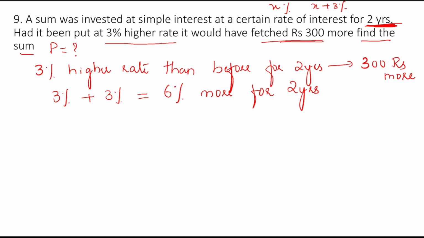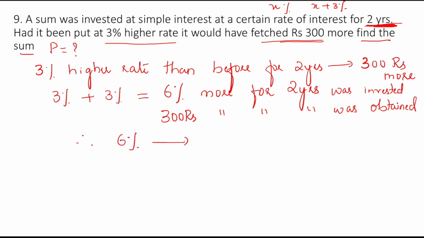If 6% more for 2 years was invested, then how much would we get? 300 rupees more for 2 years was obtained, isn't it? So we can say that 6% is nothing but 300 rupees, because in percentage terms 6% more was invested, and in money we are getting 300 rupees more than usual. So this 6% is nothing but 300 rupees.